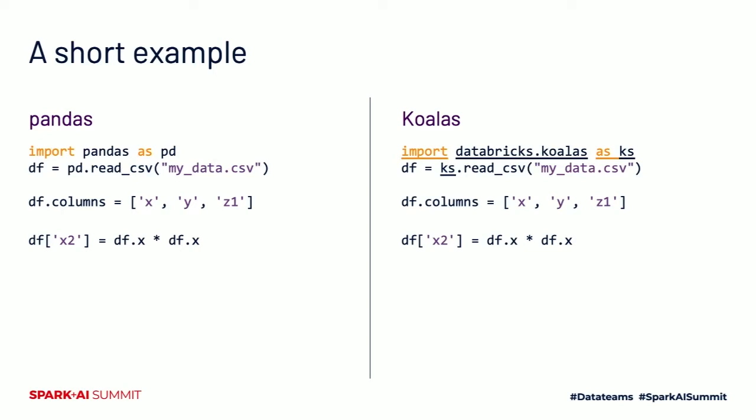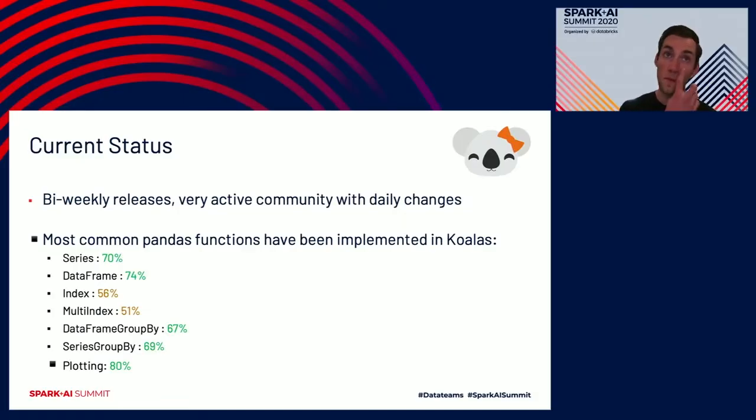If we want to do the exact same in Koalas, all we simply have to do is import databricks.koalas as ks, using ks as our alias for the Koalas library. And then instead of pd, we can instead use ks.read_csv. So with very minimal code change, we can do the exact same as Pandas, albeit utilizing Spark under the hood.